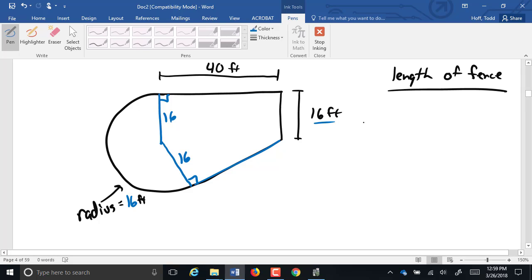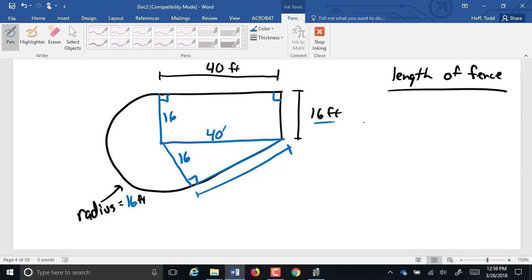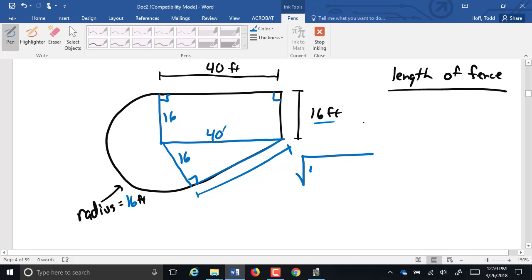So now I can connect this across here. What's that length? Yeah, 40 feet. It's just a rectangle. How do I find this distance? Yeah, a squared plus b squared equals c squared. I'm just going to do the square root of 40 squared minus 16 squared. Why is it minus?